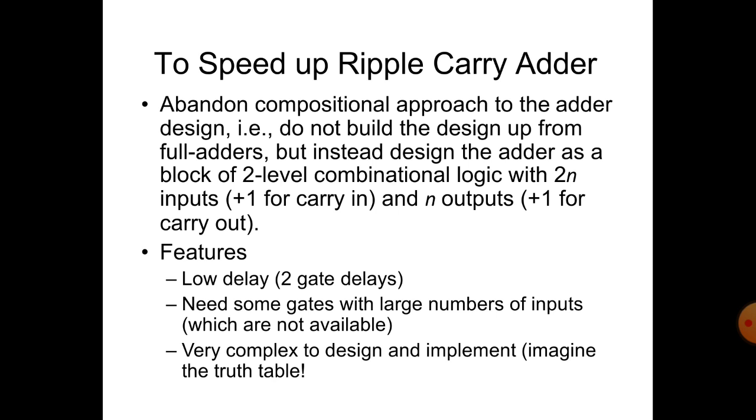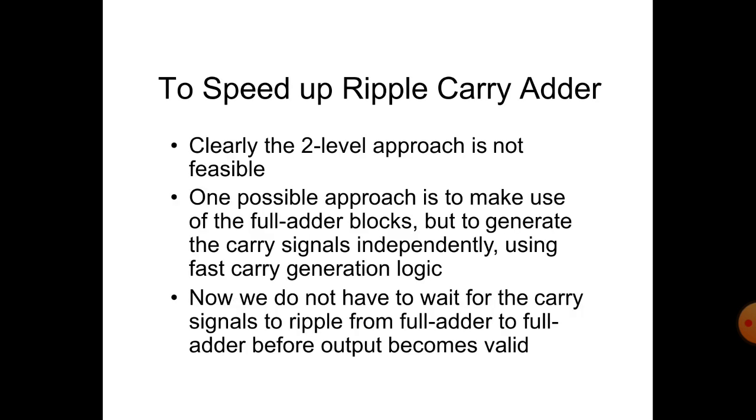And to speed up the ripple carry adder, abandon the compositional approach to adder design. That is, do not build the design up from full adders, but instead design the adder as a block of two-level combinational logic with two inputs, plus one for carry in, and the outputs, plus one for carry out. So what are the features? Low delay, two gate delays, but it needs some gates with a large number of inputs which are not available, and it is very complex to design and implement. Imagine the truth table.